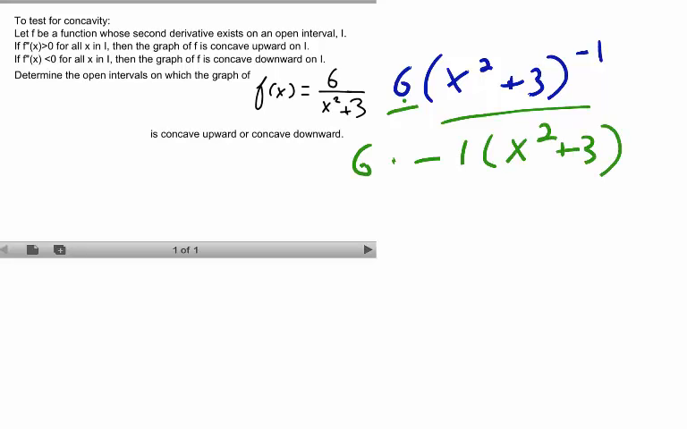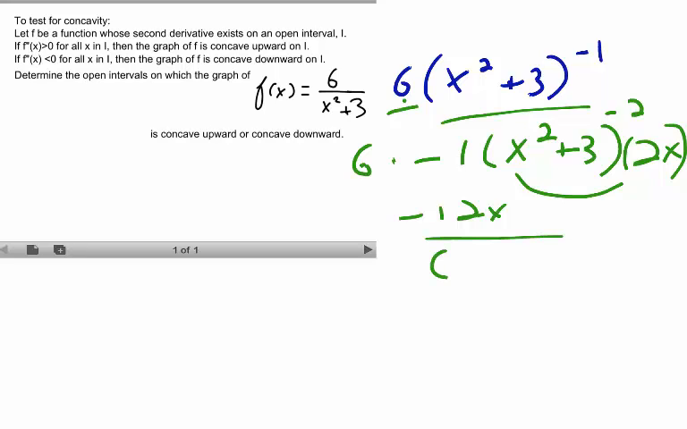3 to the negative 1 minus 1, which is negative 2, then times 2x, applying the chain rule. Multiplying these terms together, we get negative 12x divided by x squared plus 3 to the power of 2.